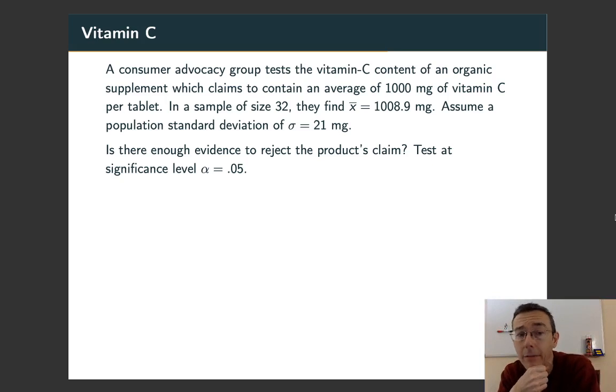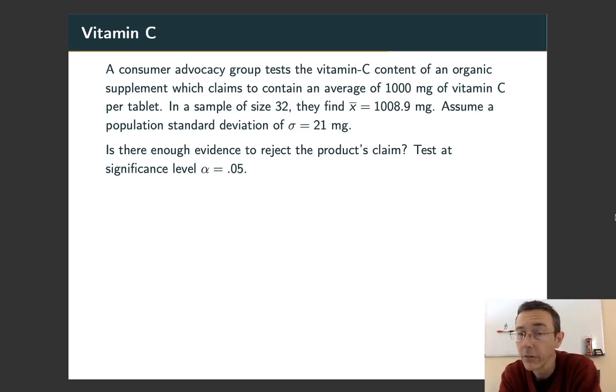A consumer advocacy group tests the vitamin C content of an organic supplement that claims to have an average of 1,000 milligrams of vitamin C per tablet. In a sample of size 32, they find a sample mean of 1,008.9 milligrams. Assume a population standard deviation of sigma equals 21 milligrams. Is there enough evidence to reject the product's claim? And we'll test at alpha equals 0.05. So if we get a p-value less than that, that's going to signal that we should reject the null hypothesis.